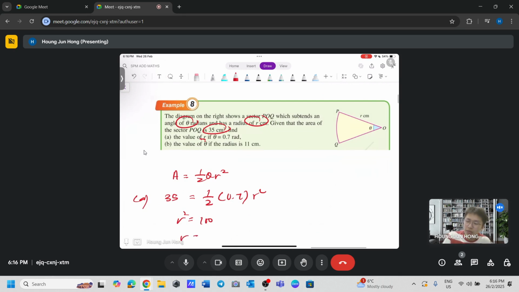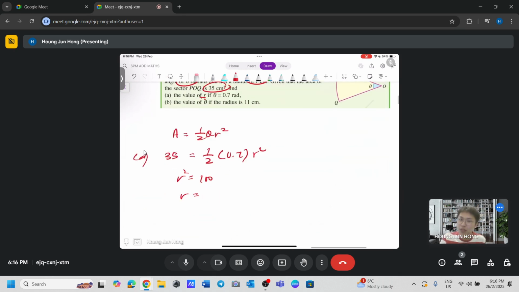And always remember, when you solve for something squared, you will always get plus minus, because there is a square root. Then you get plus 10, minus 10. Of course, we reject the negative 10. We can't have a negative 10 radius, so the answer would then be positive 10 cm.